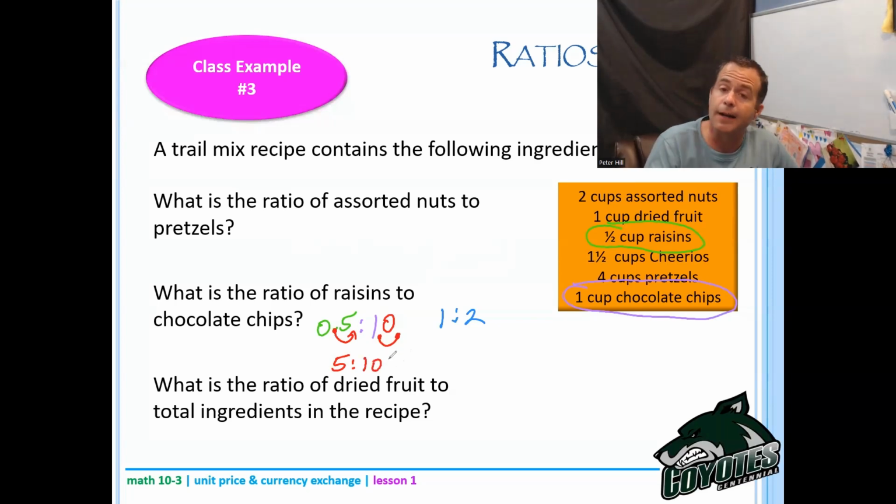Then I can look at 5 to 10 and say, can I divide both of those numbers by something? The answer is sure I can. I can divide them both by 5. So 5 divided by 5 is 1, and 10 divided by 5 is 2. So I still get to 1 to 2.